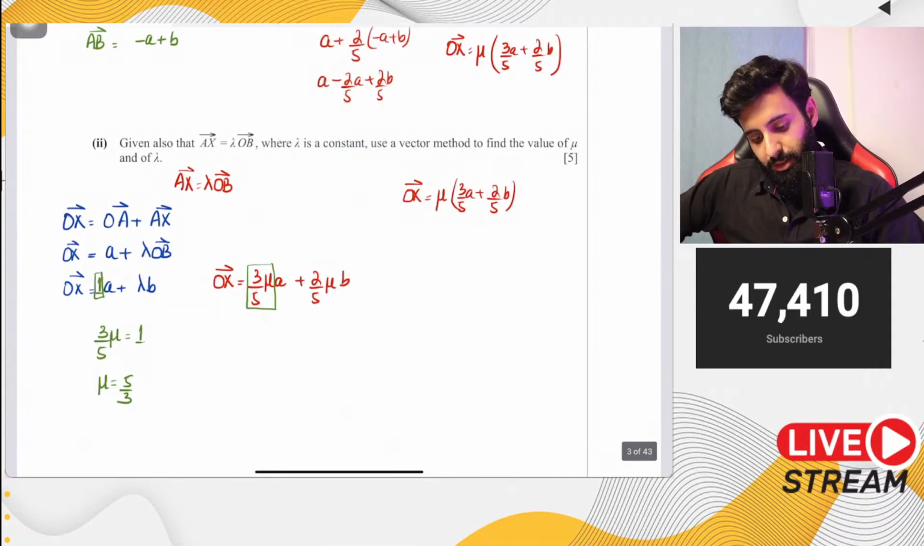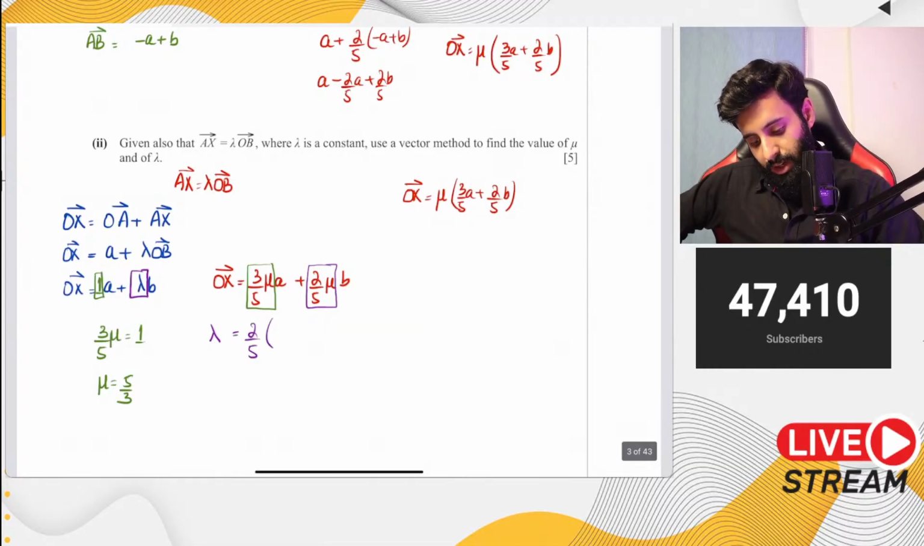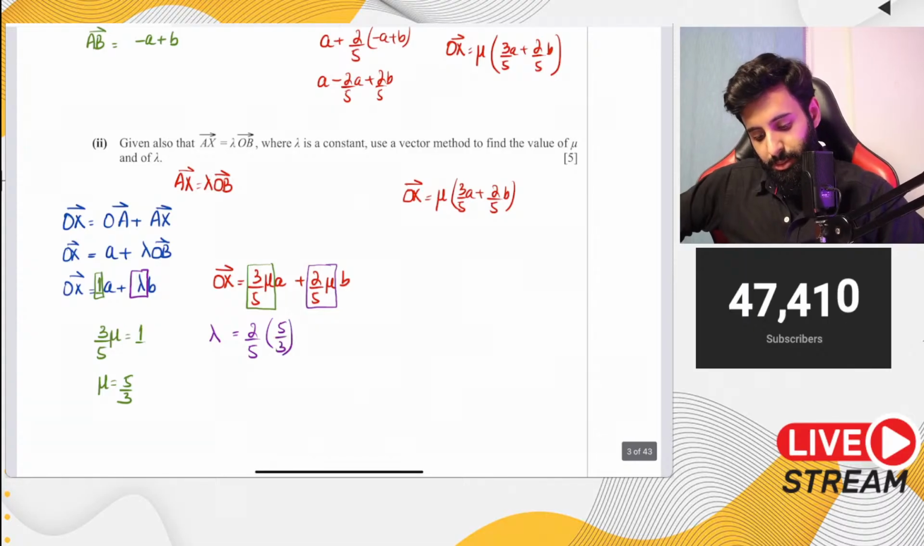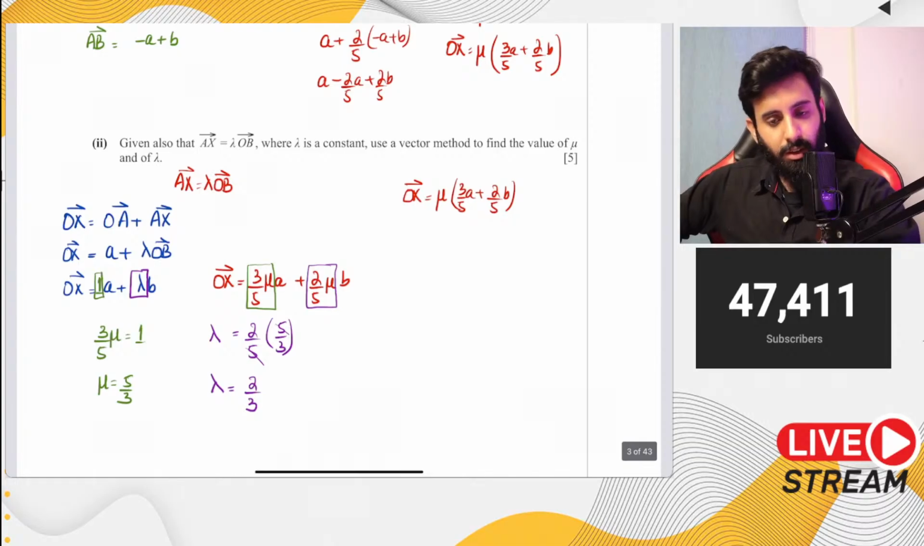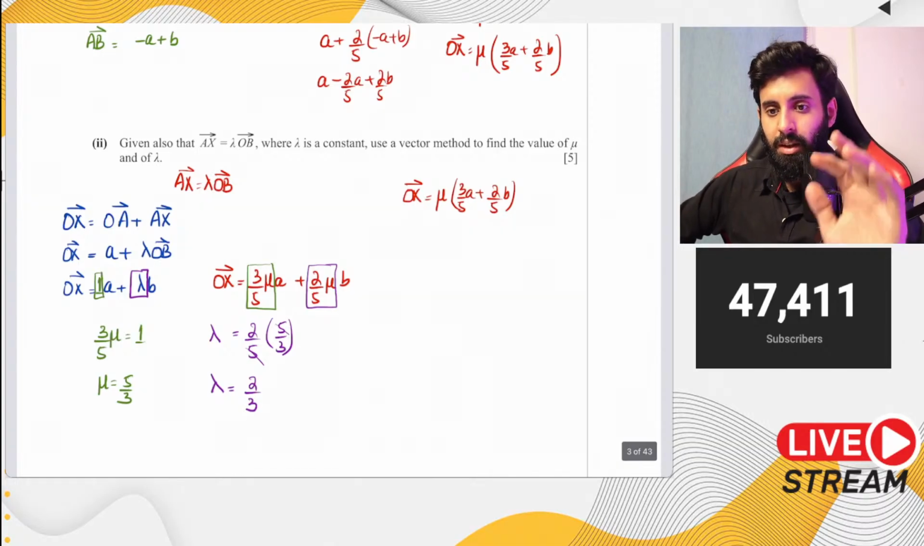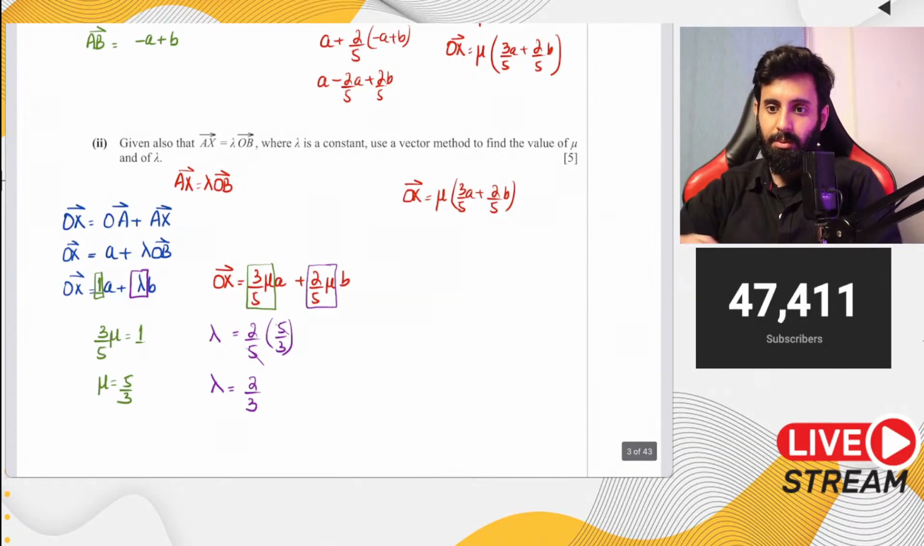We still have to find the value of lambda. What's the coefficient of B from this OX? It's lambda. And what's the coefficient of B from the other OX? That's 2 upon 5 mu. So mu, we now have the value. We can replace it by 5 upon 3. So this 5 and this 5 get cancelled out, and we have the value of lambda, which is 2 upon 3. And you will find lots and lots of questions following this pattern, and all of them are done the exact same way.